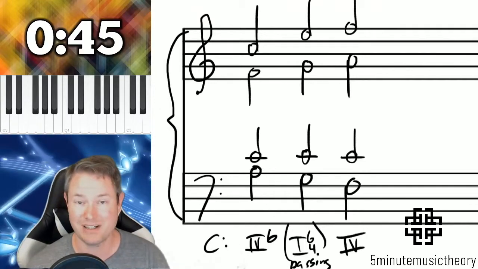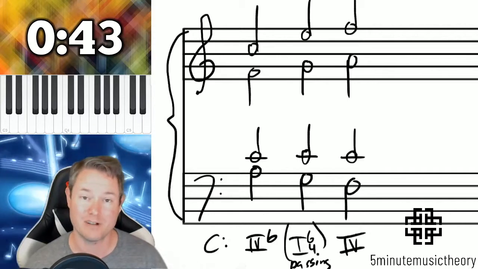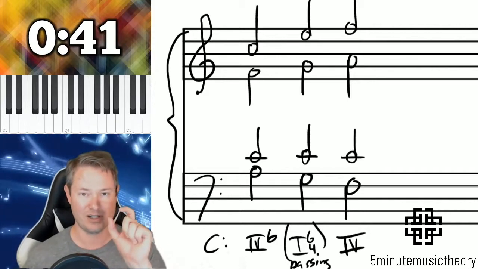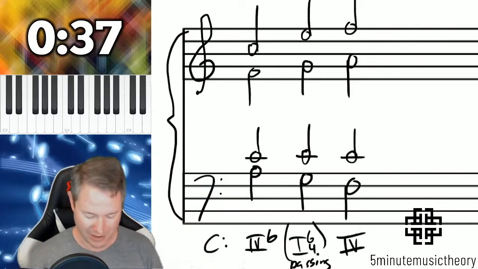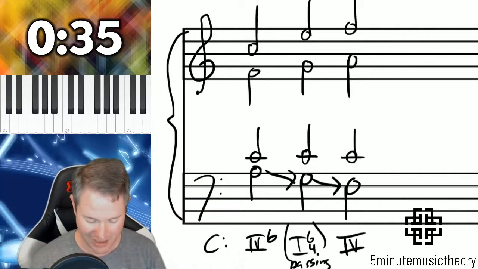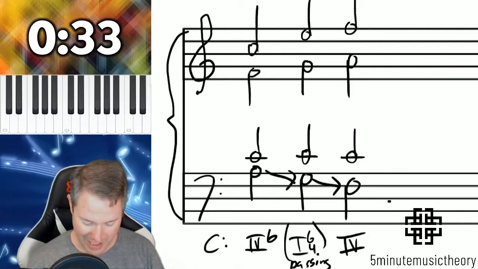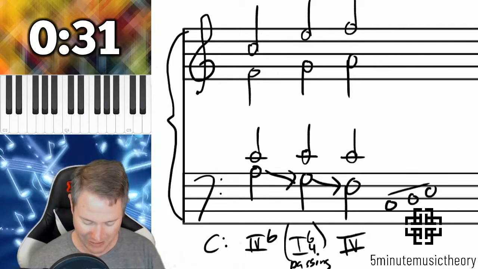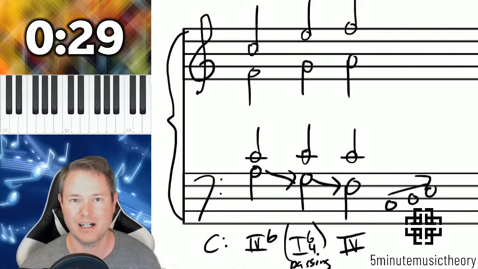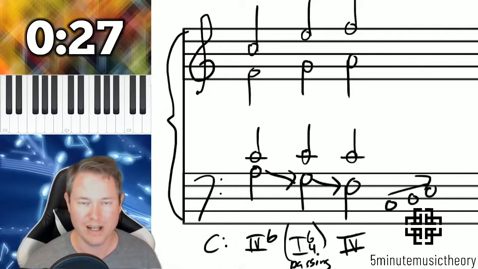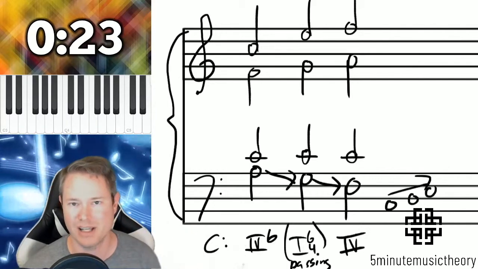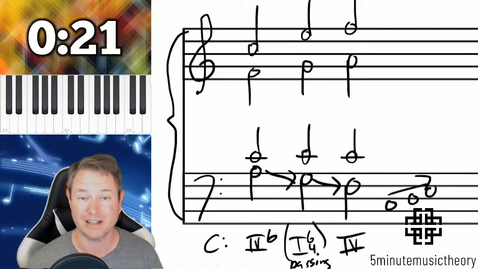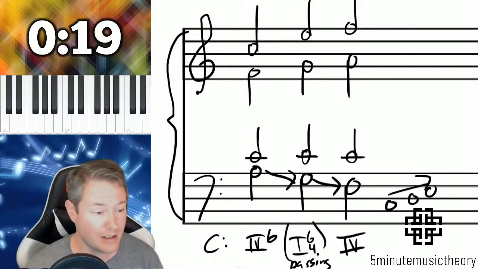So basically the passing 6/4 is a triad in first inversion that sits in between two other chords, creating a passing bass line. So you can see that this is passing down by step, and the other one that we did, it passed up by step like this. That's the role of the passing 6/4, to be in between those two chords and have a passing bass line. It's the bass line that matters, that counts towards the passing nature of these.